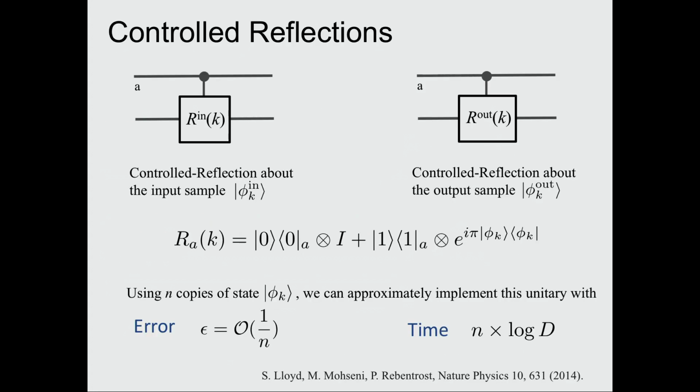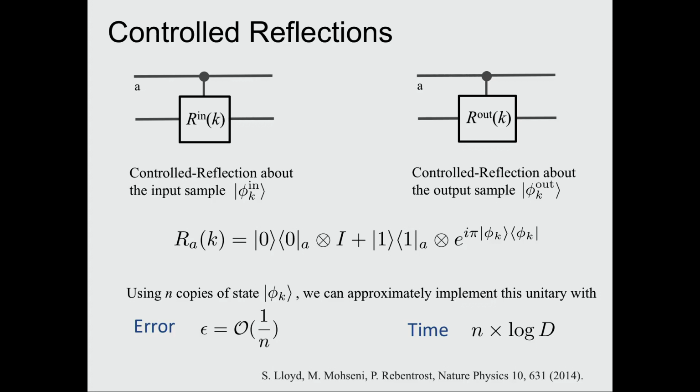Good. Another thing that I need to introduce before going through the algorithm is the notion of this control reflection. It's a notation that I introduced here. So here, A is a control qubit, and R in K is a reflection with respect to input state K, or R out K is a reflection with respect to output state K. So if the control qubit is in state 0, then the gate acts like identity. And if the control qubit is in state 1, then it applies this unitary, e to the i pi phi k, which is basically a reflection with respect to a state phi k.